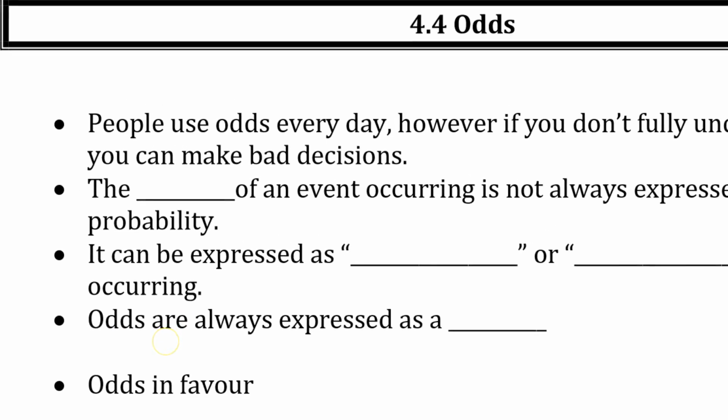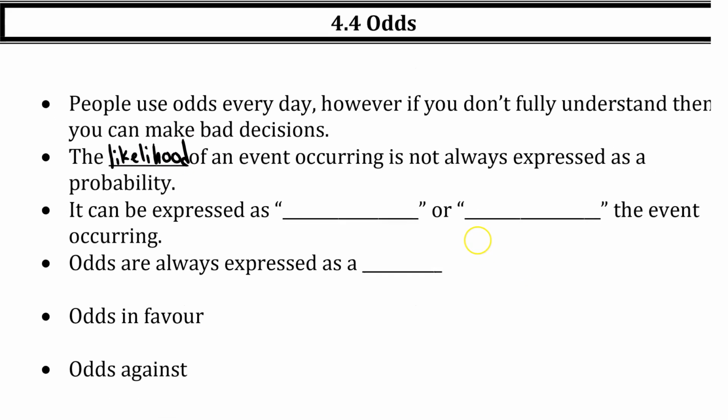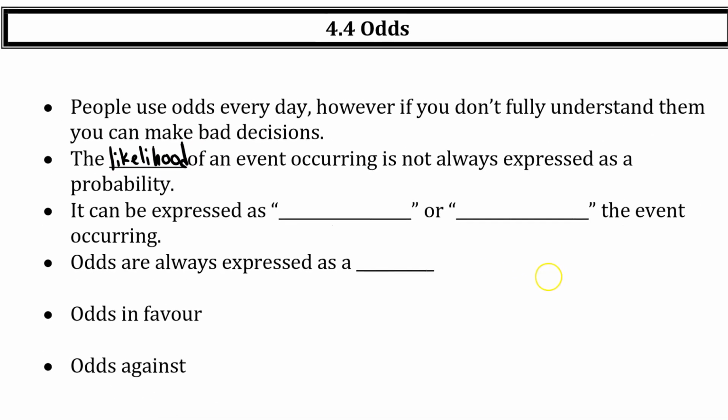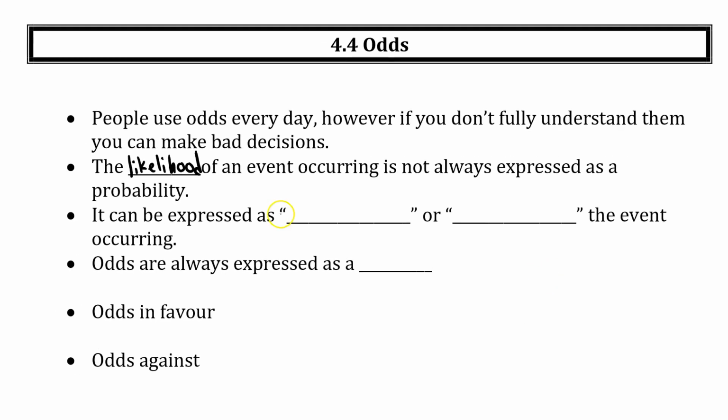So let's fill in this blank here. The likelihood of an event occurring is not always expressed as a probability. It can also be expressed as odds in favor or odds against the event occurring. Odds are always expressed as a ratio.